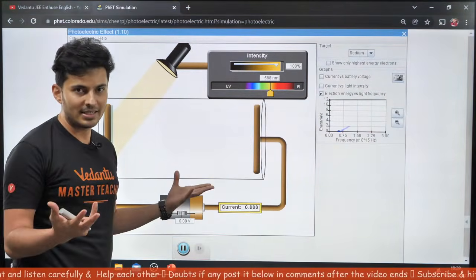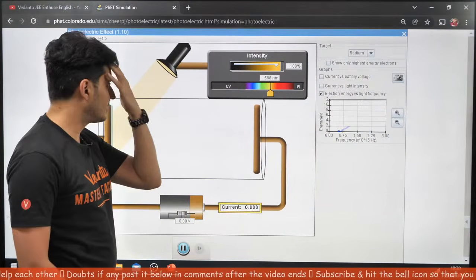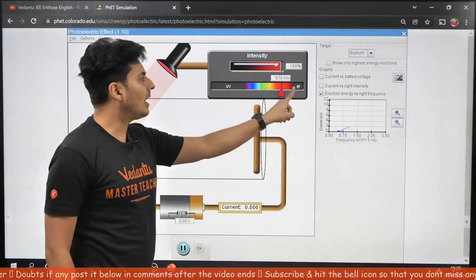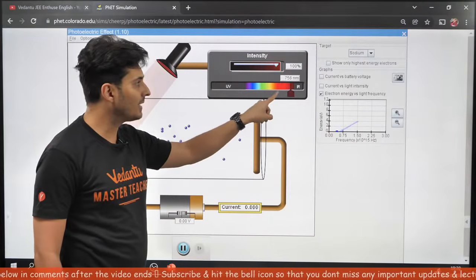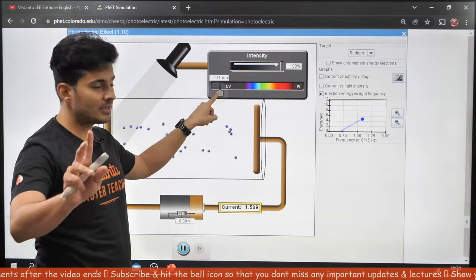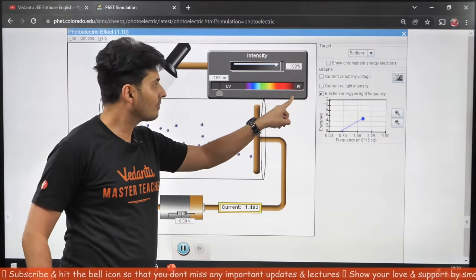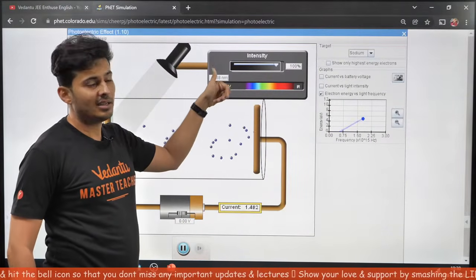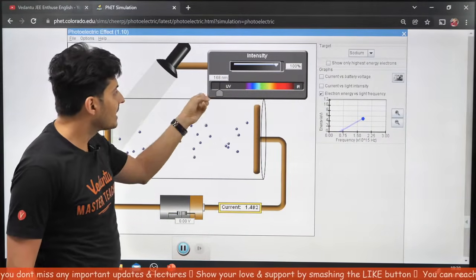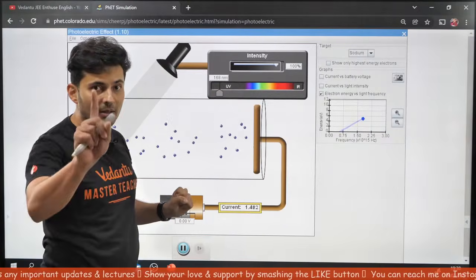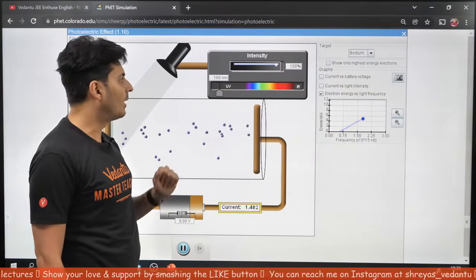So I'm going to change the frequency and I'm going to see how the current will be affected. Observe this. This is larger wavelength, this is smaller wavelength. Keep this in mind. Larger wavelength means smaller frequency. Smaller wavelength means larger frequency. So this is basically your small frequency, this is large frequency. Keep this in mind. Small frequency, large frequency, from red to violet.